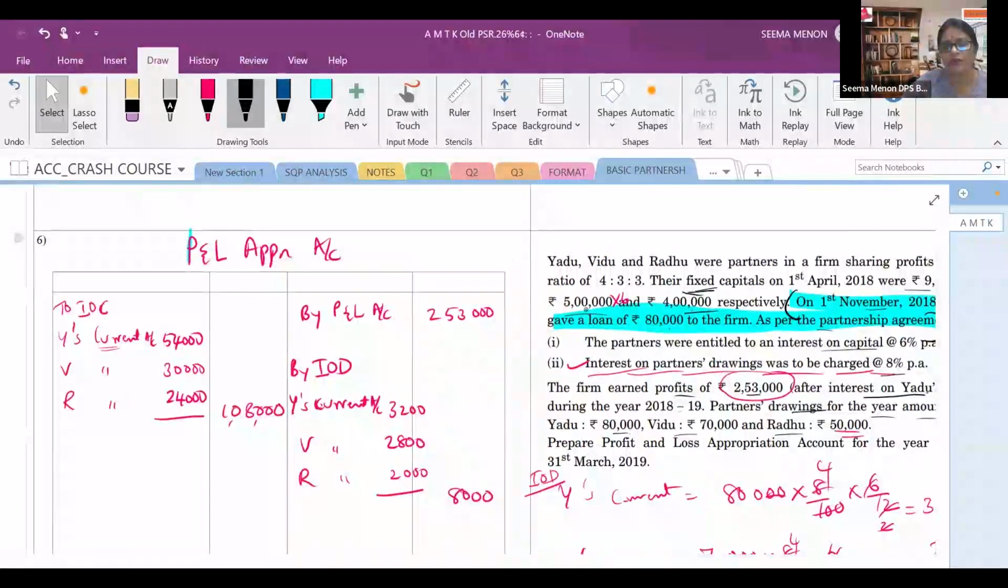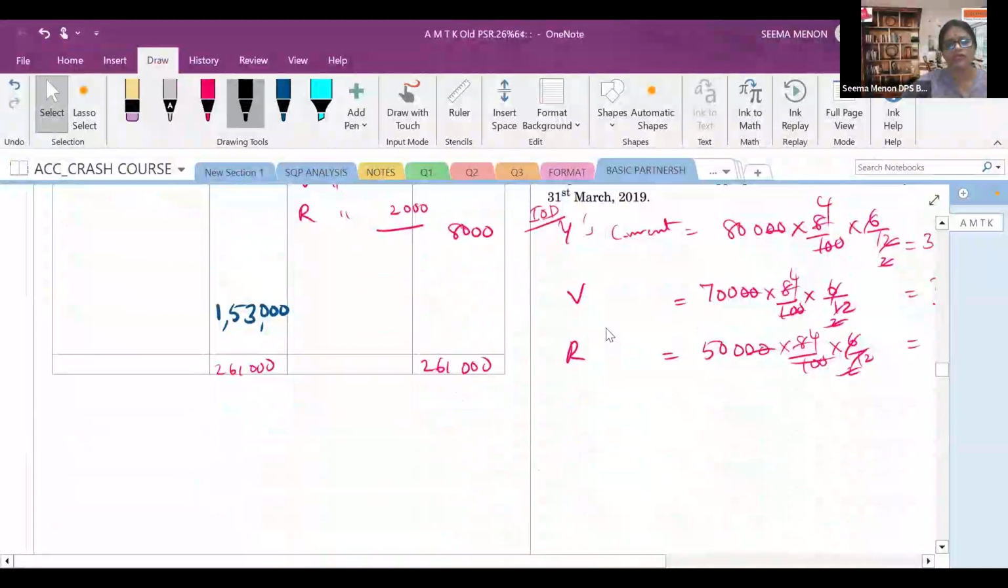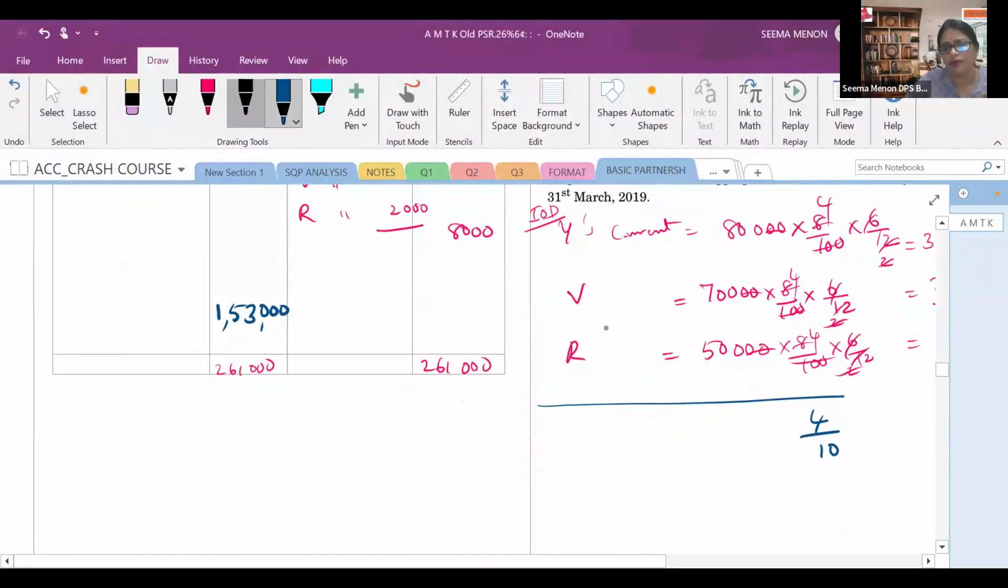Now it is to be distributed. This is the divisible profit. It will be distributed in which ratio? 4:3:3. So let's distribute this. Again, we are distributing in 4 by 10, 3 by 10, and 3 by 10. So Y, V, and R.